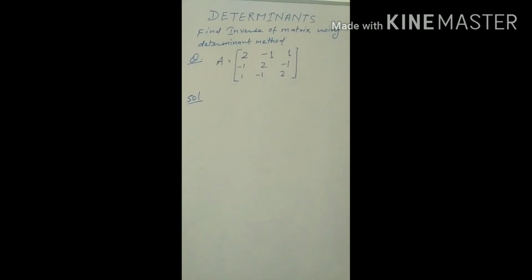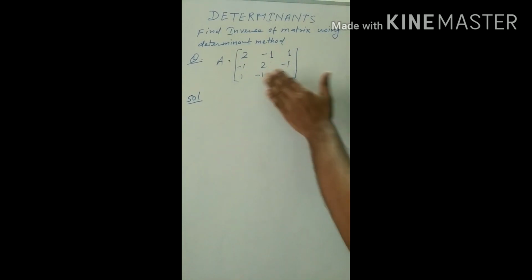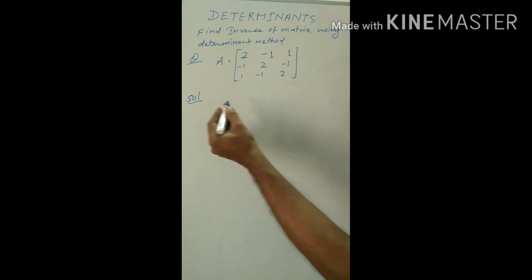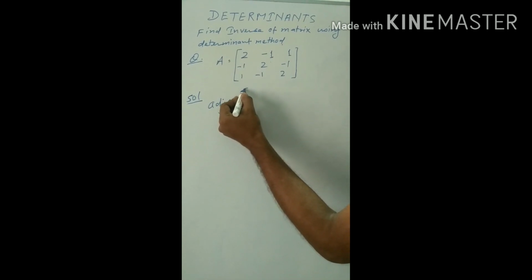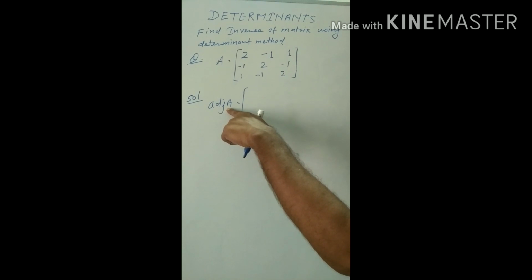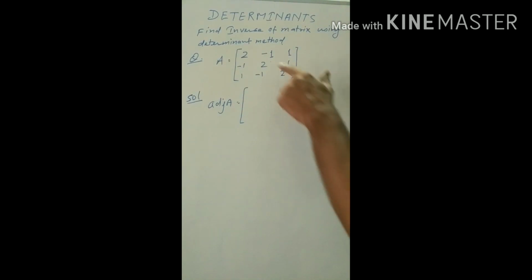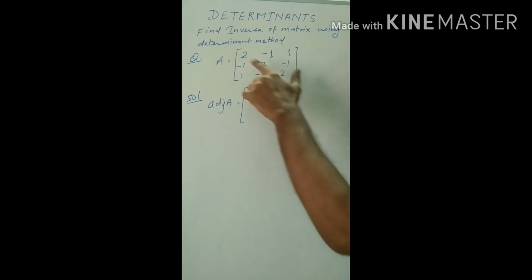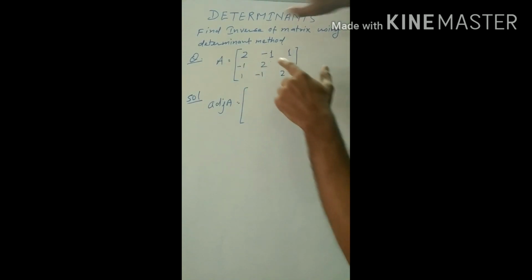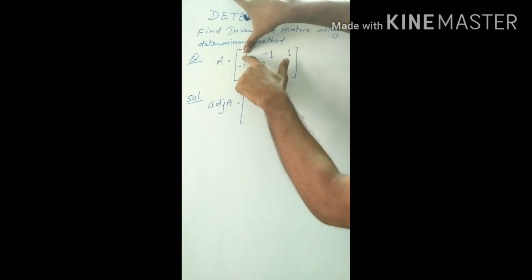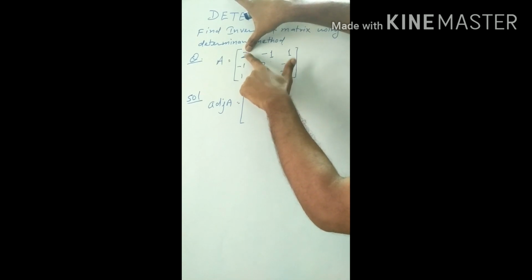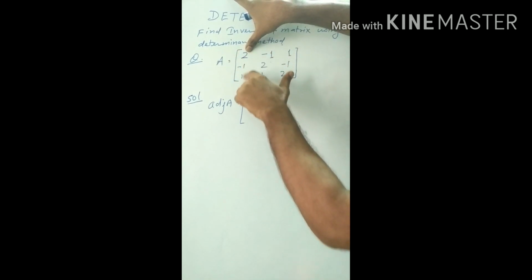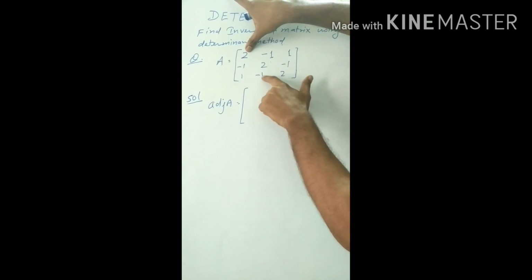Now this time we will find out the inverse of a 3 by 3 order matrix. To find out the inverse of this 3 by 3 order matrix, first we write the adjoint of A. To write the adjoint of A, we write the minors of all these elements. For this, first of all, minor of this. Minor of this means leave this row and this column. To find out the minor of this element, we have to leave this row and this column. Remaining 4 elements are this one.